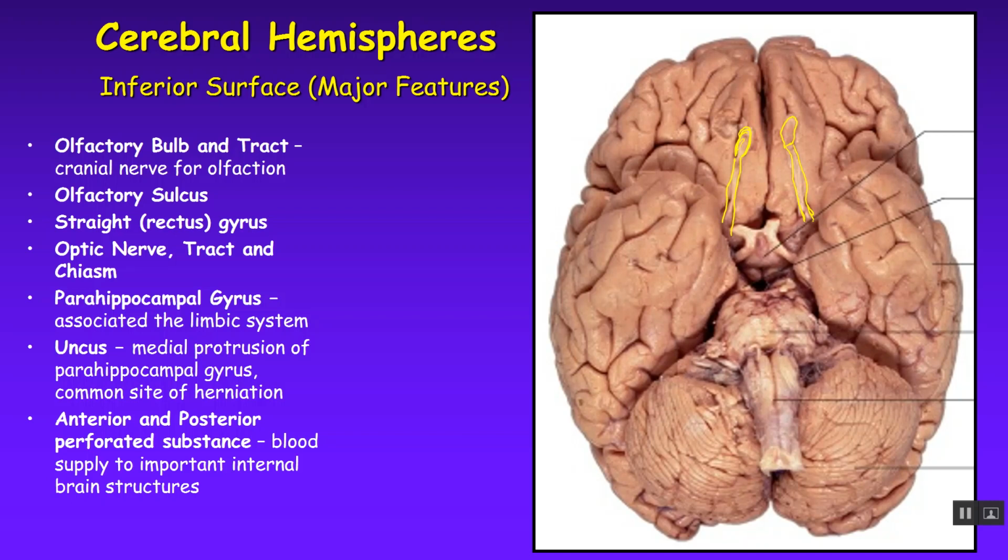If you move the olfactory bulb and tract out of the way, you can actually see here the olfactory sulcus. Makes sense, right? There's the sulcus that this thing's laying in. That's the olfactory sulcus. And if you extend this olfactory sulcus out like that, it defines this gyrus here, which we don't worry about function on, but that's called the straight or rectus gyrus. Rectus or straight gyrus, running straight up and down like that.